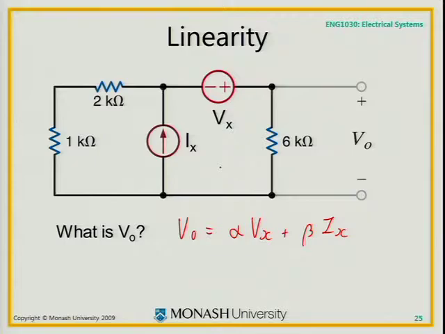So from the fact that V0 was alpha Vx plus beta Ix, if I doubled Vx and I doubled Ix at the same time, then I'm going to double V0. I'm going to double any voltage or current. If I double just one of them, if I multiplied Vx by 2 and didn't double Ix, then I couldn't say that. I could if I was looking at just Vx acting alone. But when they're both there and I double both of them, then the output must double. So that's a powerful result.